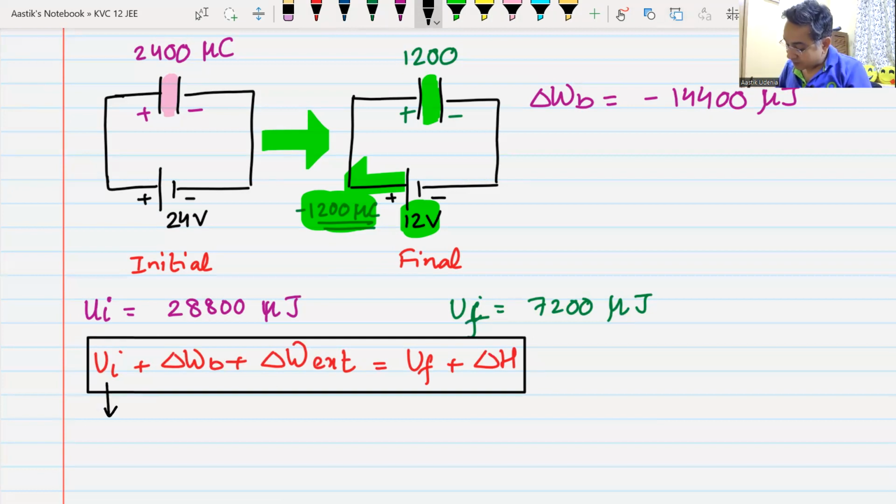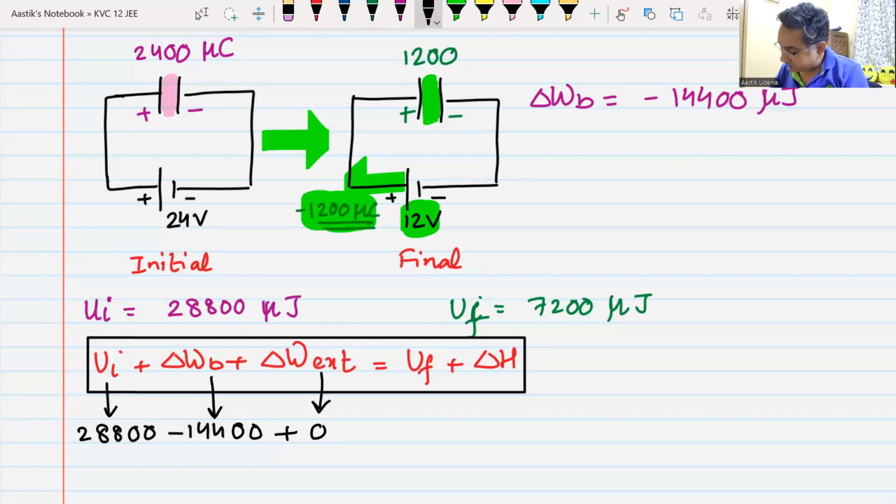So here I put 28800. Work done by battery is coming as minus 14400. Work done by external forces is 0. U final is 7200 microjoules. Micro is already going to come. Then I can find out the heat given out in this process.